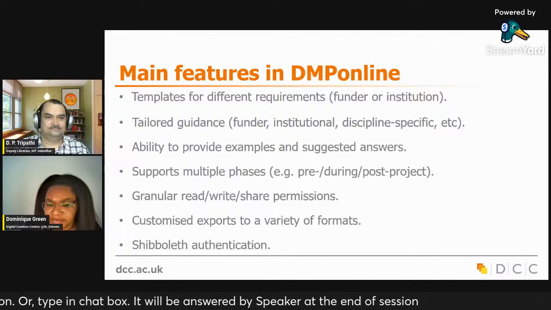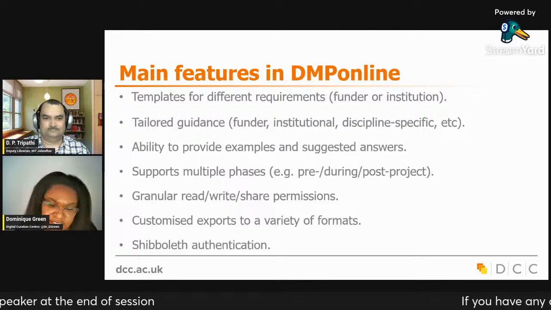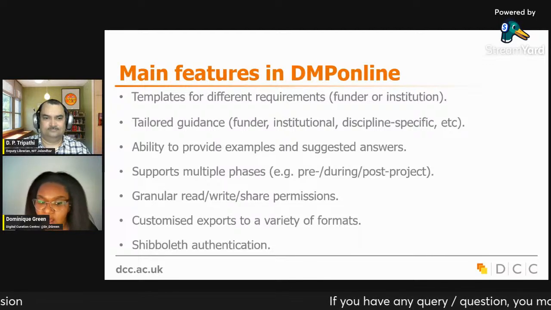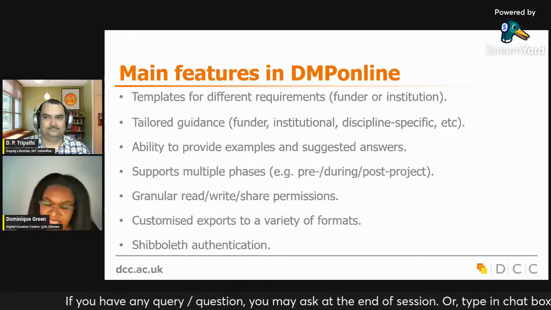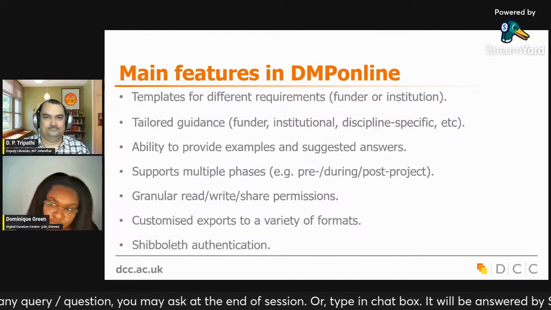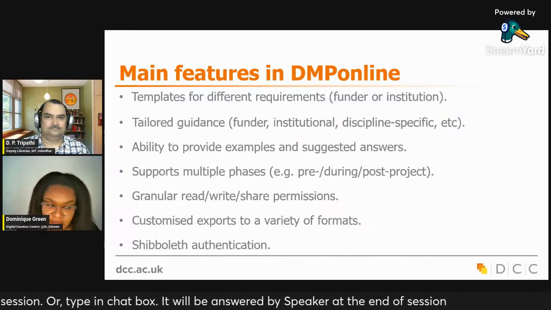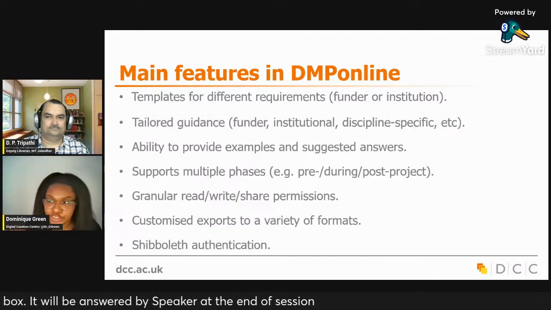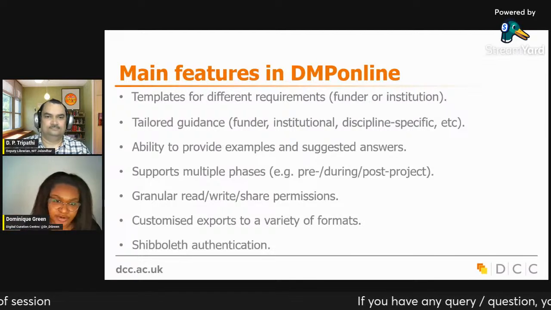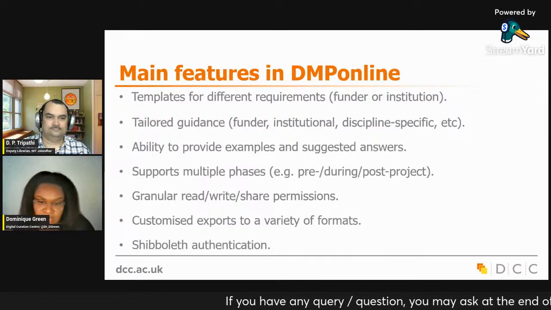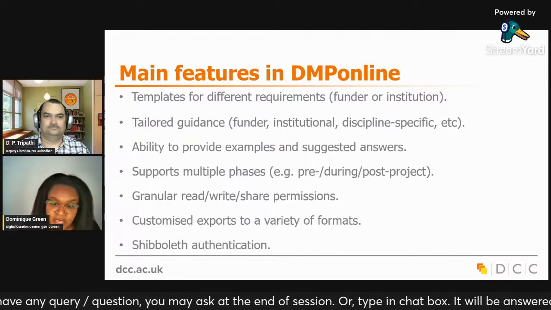And then just a couple of other things about DMP Online. It does provide these granular read, write, share permissions, which I think is really useful if there are confidentiality issues, or confidential aspects of the project that you need to consider. So, for instance, if you are talking about something confidential within the data management plan, you can share it, but the people that can look at it can only read it. They can't update it or make changes to it, which I think is a really good feature.